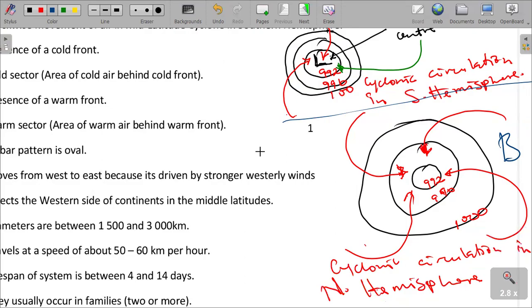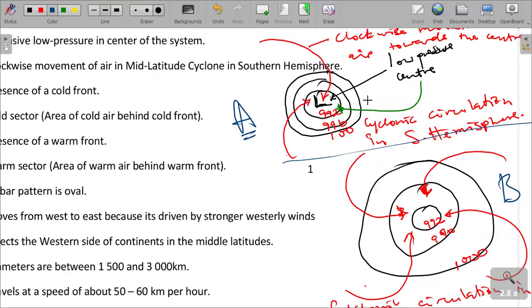In the northern hemisphere, which is like that. And then I can maybe say this is A. It is showing the what? The clockwise movement, which is happening in what? In northern, I mean in southern hemisphere.